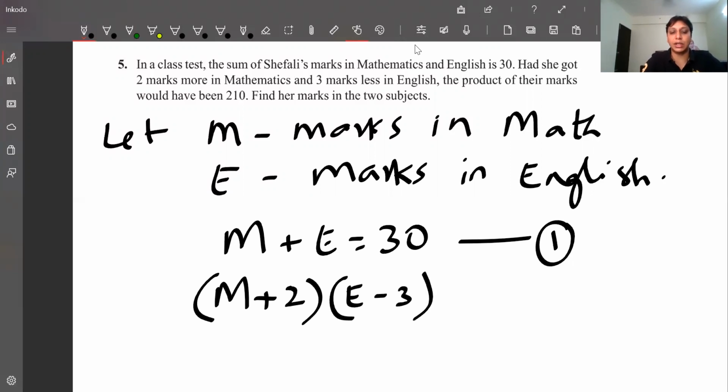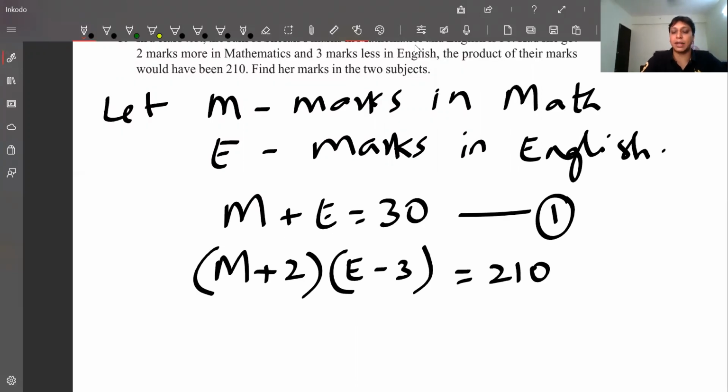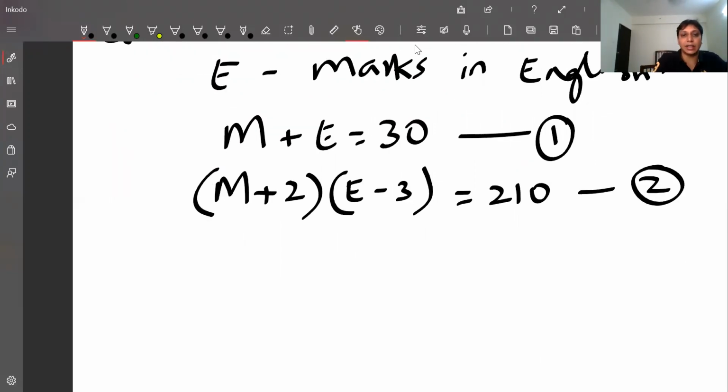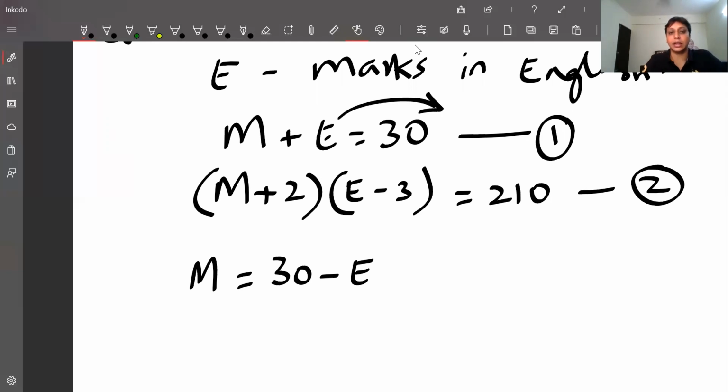And we wrote the brackets there because he's saying the product of their marks would have been 210. So we're talking about the product, which is a multiplication, and that becomes equation 2. Now, according to the first equation, can we write M is equal to 30 minus E, taking E to the other side of the equality.